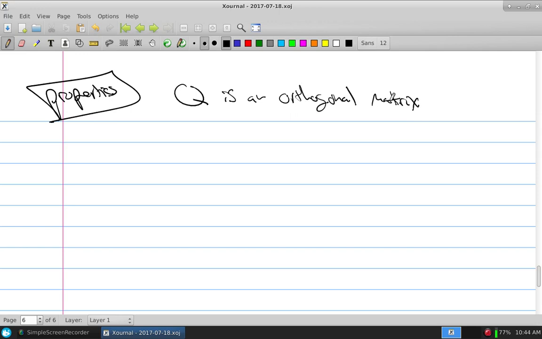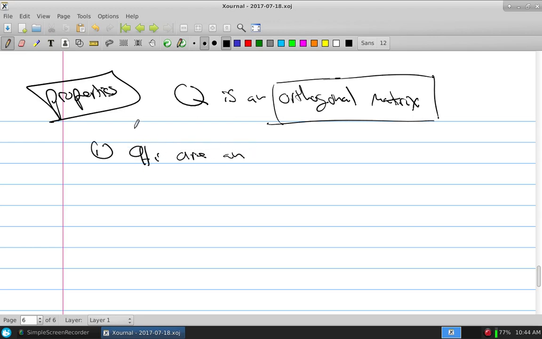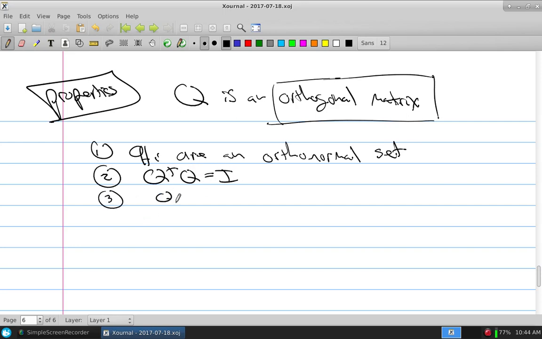When you say the words orthogonal matrix, four things come along. One, its columns are what? Orthonormal. Two, not only are the columns orthogonal, they're of length 1. A second thing that comes along is what we just showed, that Q transpose Q is equal to the identity. But if Q transpose Q is equal to the identity, that really means that Q inverse is simply Q transpose.